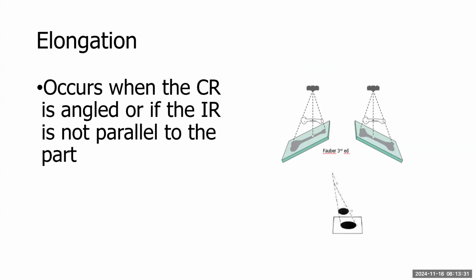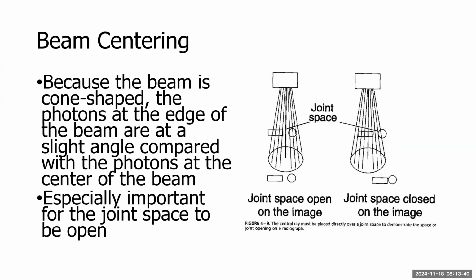So elongation's definition is just when the object appears longer than it actually is. And there's times, and we'll talk about this in a minute, there's times when we do both of those things because we want to see a part a certain way, but in general, we don't want to do that. We want that relationship between the central ray, the part, and the IR to all be perfect so that we get the most accurate representation of that part. So beam centering is super important.